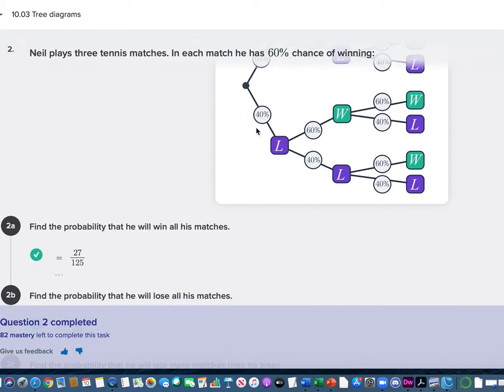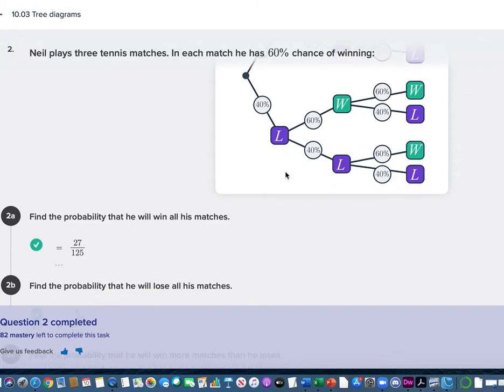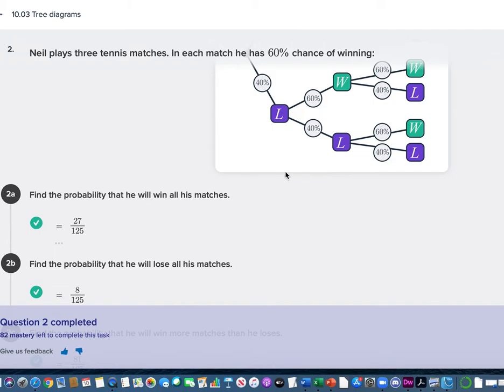So our fraction calculation is basically 27 over 125. The second question says find the probability that he will lose all his matches. So again, we look at our tree diagram, go down here where all the losses are, and then it's 2 over 5, 2 over 5, 2 over 5. 2 times 2 times 2 is 8. 5 times 5 times 5 is 125, so it's 8 over 125.